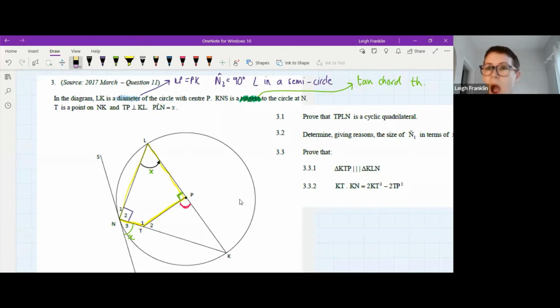Ma'am, may you please explain that one more time for me? That's fine. I'm going to write it all down. Okay, so in 3.1, no problem. All right, so in 3.1, we have already stated in the beginning that angle N2 was equal to 90. Do you remember that, guys? Angle N2 was equal to 90, and the reason for that is because the diameter subtends a right angle at the circle, otherwise known as angle in a semicircle.